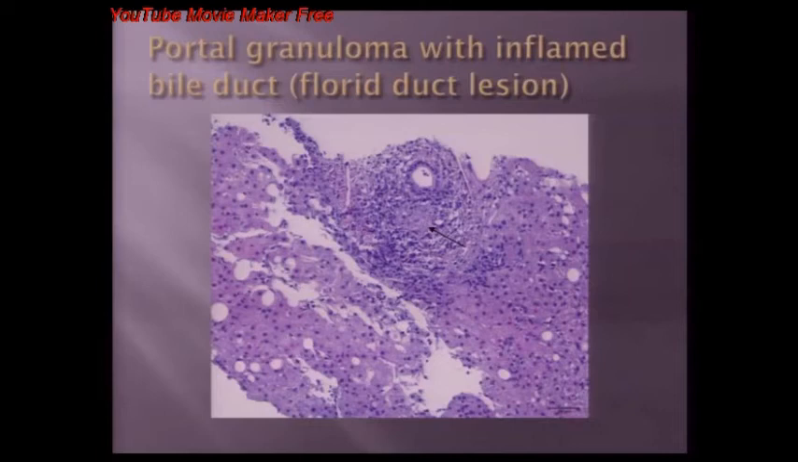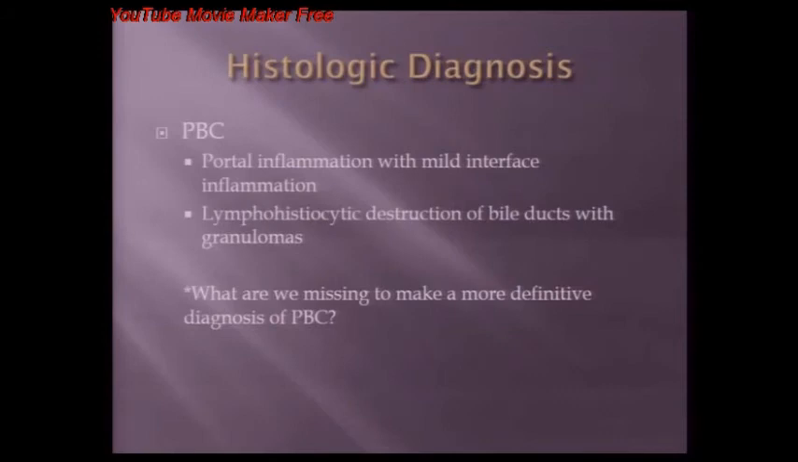Okay, so a summary of the findings. As a pathologist, I'll give a descriptive diagnosis. I'll probably sign this case out as liver with portal inflammation and lymphohistiocytic destruction of bile ducts, see comment. And in my comment, I'll say it's consistent with PBC, but I want one more piece of information. Okay, and what's that?